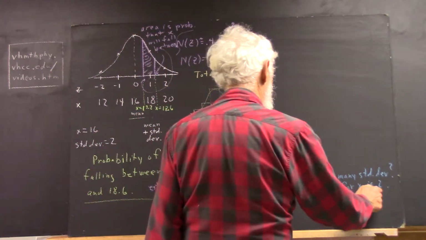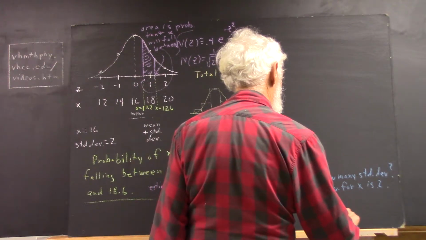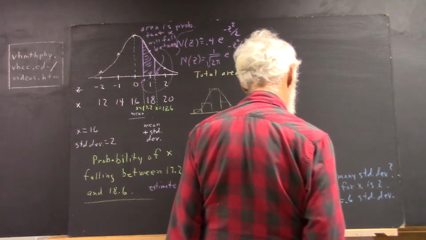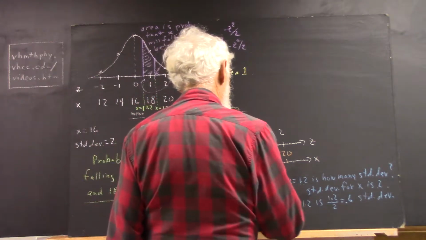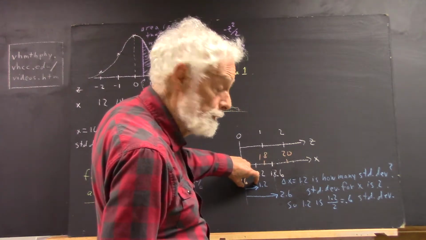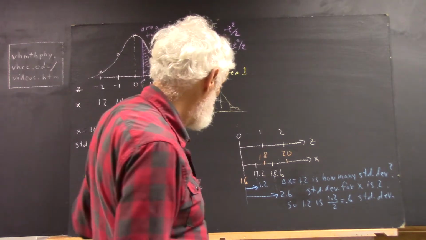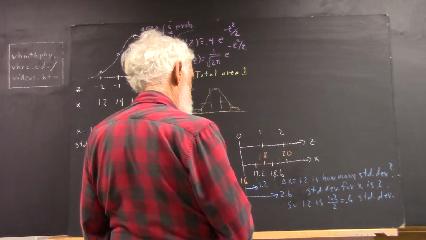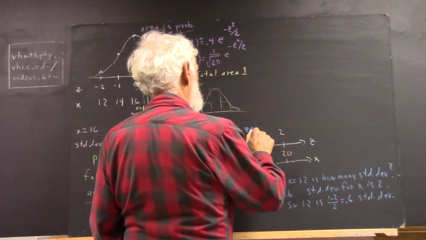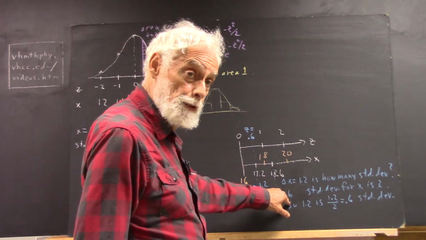And 1.2 is how many of these? Well, it's 1.2 over 2, or 0.6 standard deviations. So that when we're here, we're at 0.6 standard deviations away from the mean. Well, z is your number of standard deviations from the mean. So that means that if we come up here, z equals 0.6.